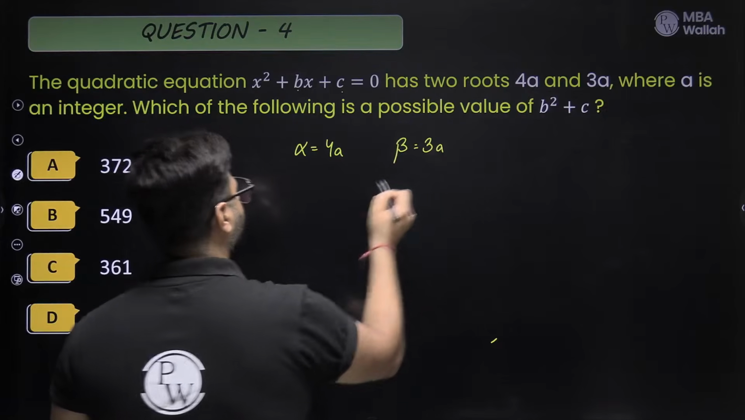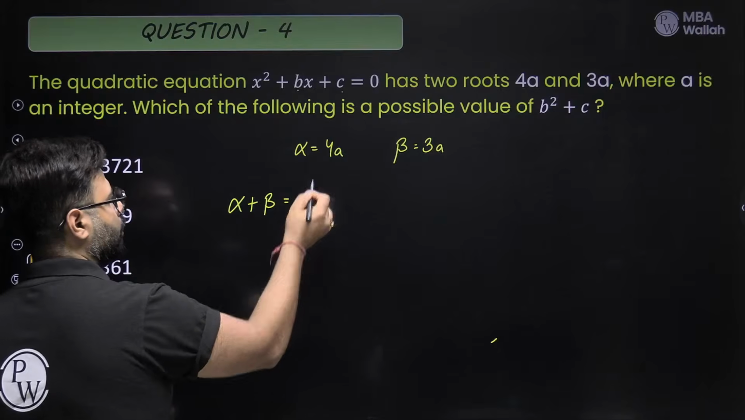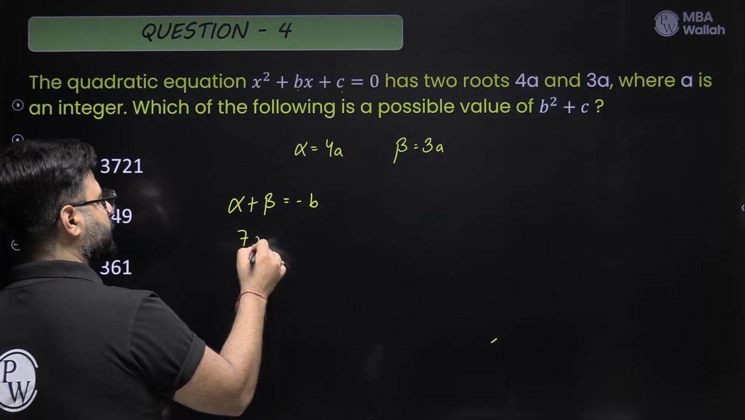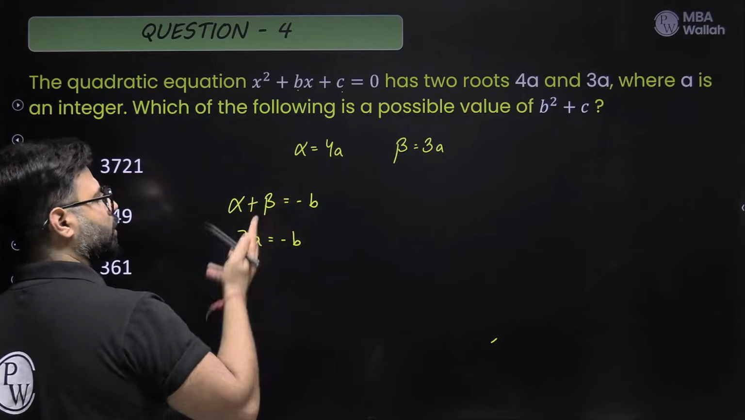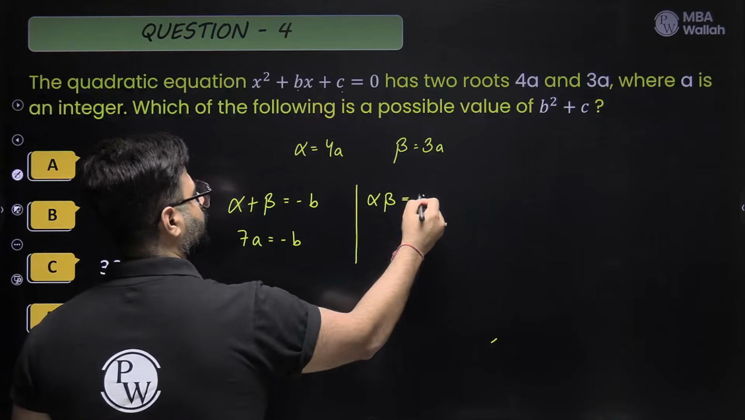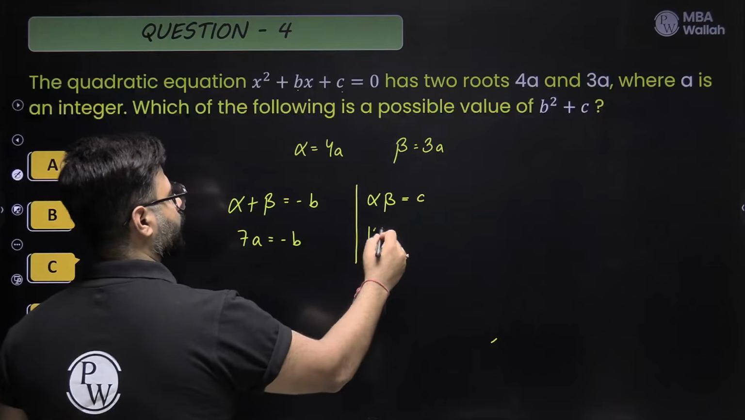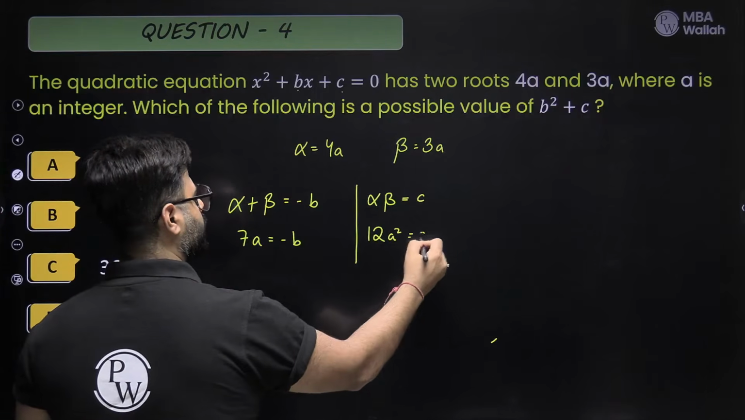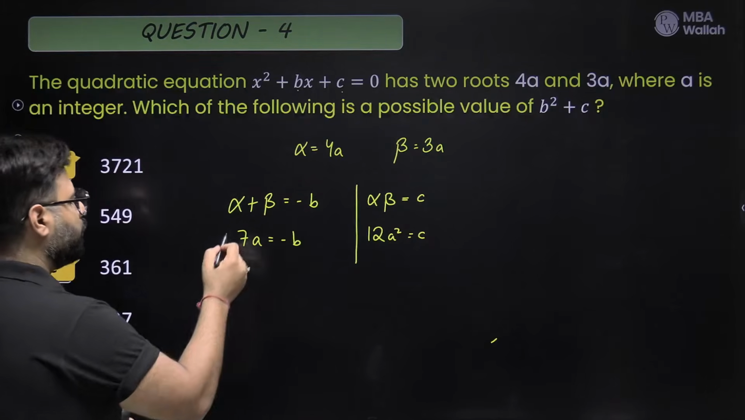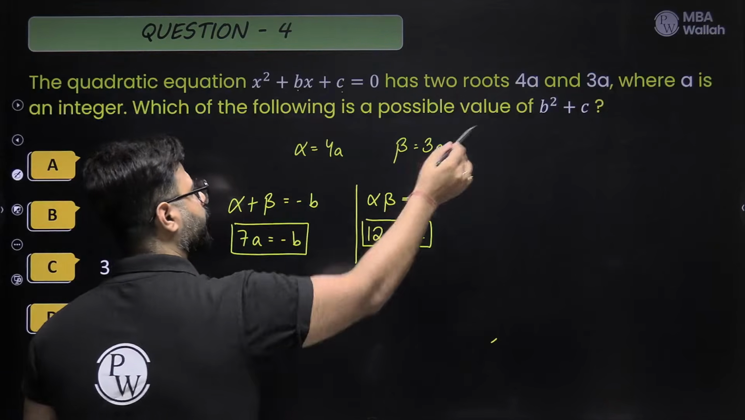So we know alpha plus beta is minus b. 4a plus 3a, that is 7a. 7a is equal to minus b. That is one thing. Then I know alpha beta is c. And alpha beta for me is 4 into 3, that is 12. 12a square is equal to c. So I know the value of minus b. I know the value of c. But I need b square plus c.